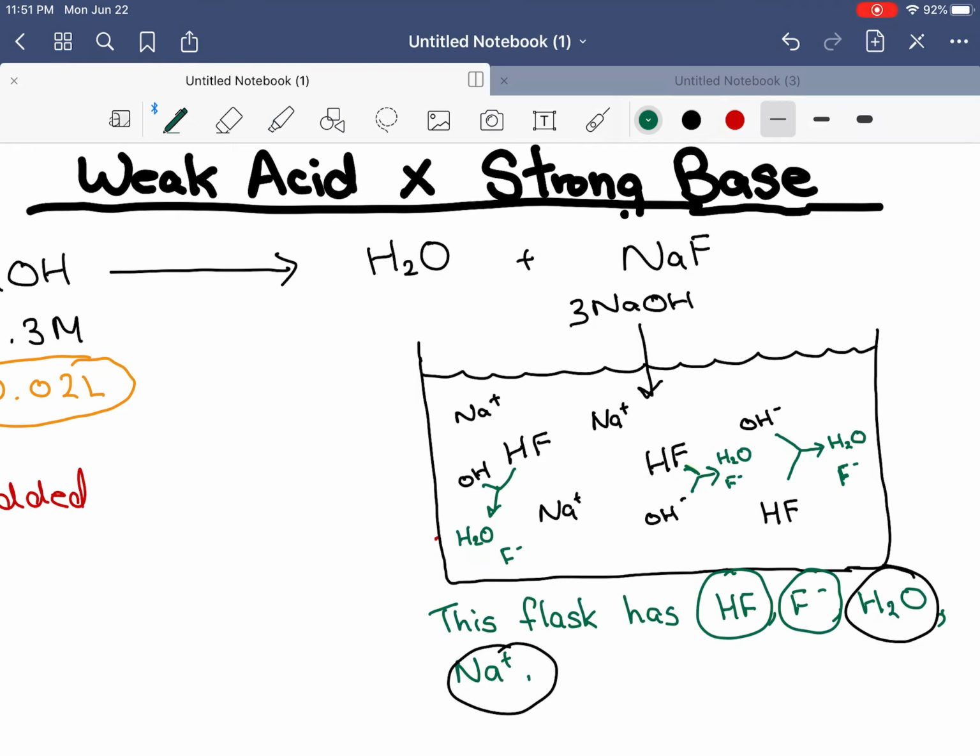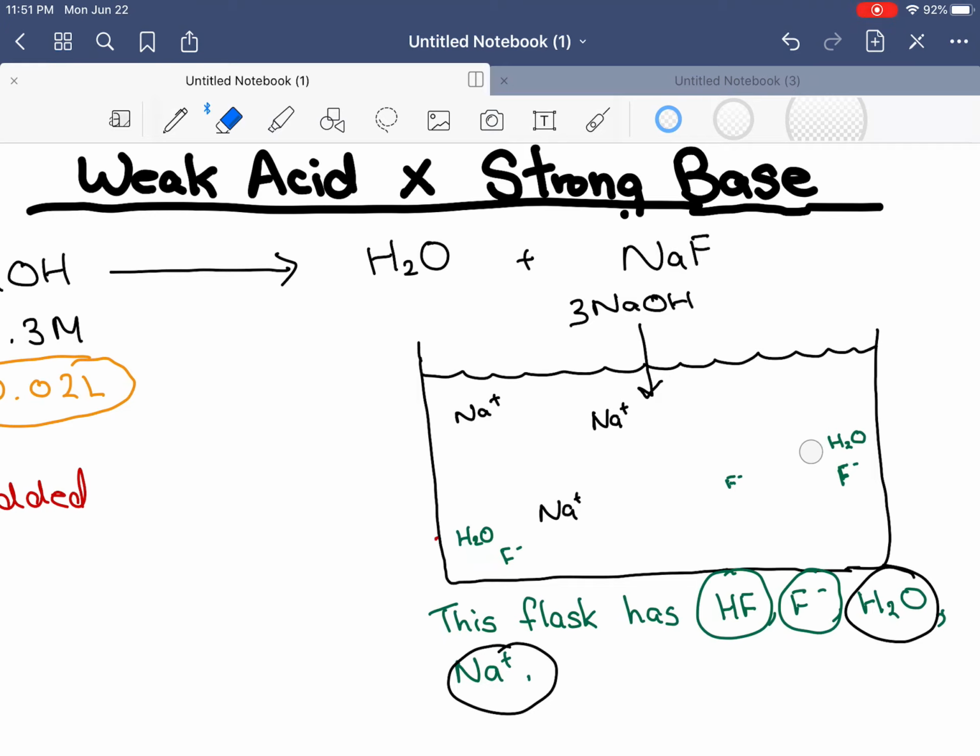Okay. Now, come to think of it, there's actually no more H plus here. Let's erase all these H plus. Let's erase all these HFs. Let's erase all these OH. Okay, let's erase that arrow too. I think I erased one thing too many. I think I erased an H2O here that I shouldn't. Okay. There you go.